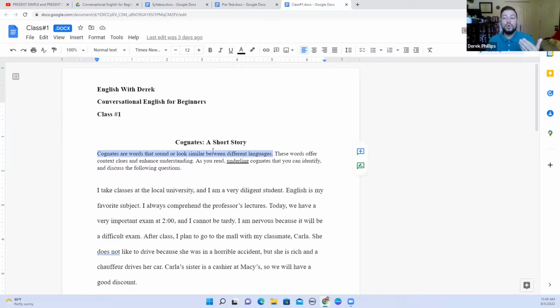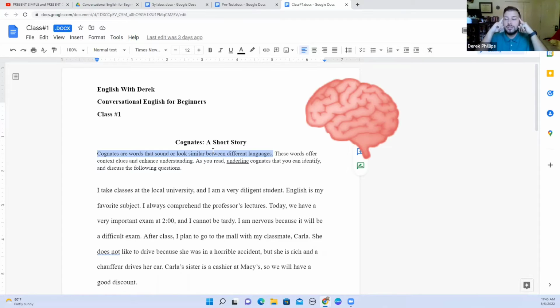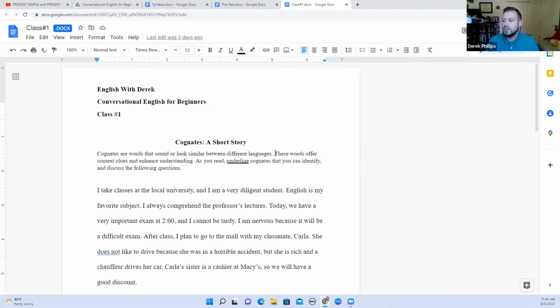So, if you already speak a language like Spanish or French, a Romance language, you may see many words that are similar between languages, and that is good. This is a fast class, an accelerated class. So we want to use your knowledge. Now, these words, cognates, offer context clues and enhance understanding. As you read, underline cognates that you can identify and discuss the following questions.